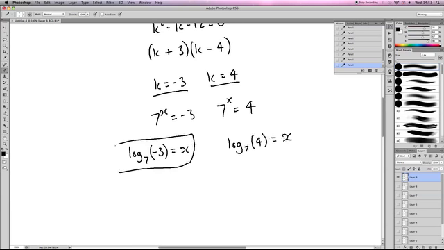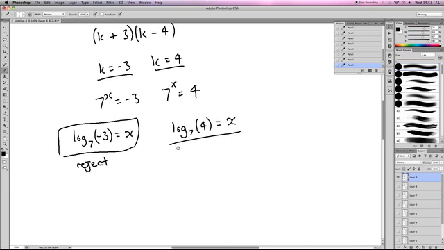Try this on your calculators, you get a mathematical error. Reject. You can't take a log of a negative number. It's impossible. Don't do it. You can't do it. Reject it. So there's only one answer, and that's this one here.